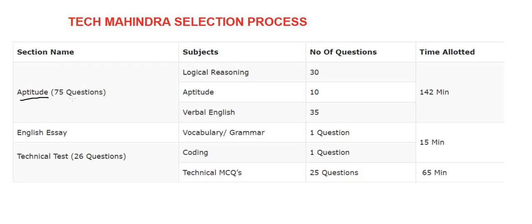The aptitude section includes 75 questions and the duration is 142 minutes. The aptitude section includes subjects like logical reasoning, aptitude, and verbal English. The topics which come under logical reasoning are number series, blood relations, statement and conclusion, data sufficiency, cubes and dice, shape construction, pattern completion, odd man out, coding, decoding.